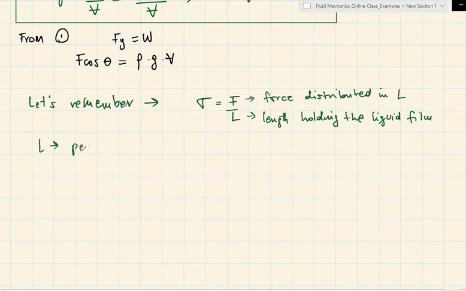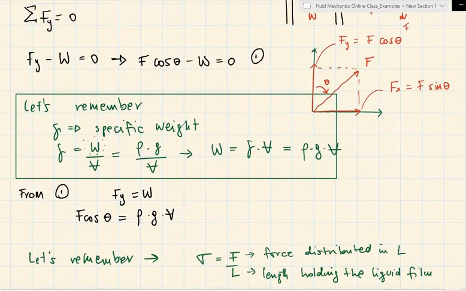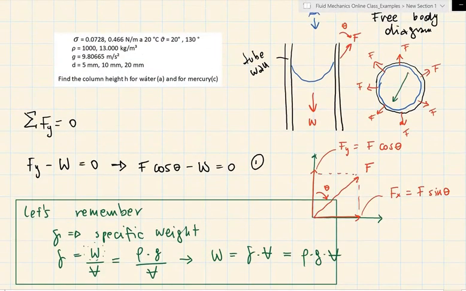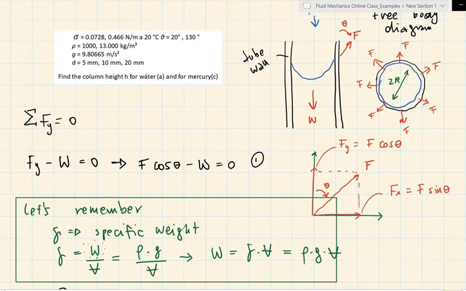And we know then that the length is the perimeter of the tube circle. Tube perimeter. So L is equal to 2 pi r. This is the perimeter of a circle, where r is d divided by 2, where d is the diameter of this tube, the inner diameter, not the external diameter.